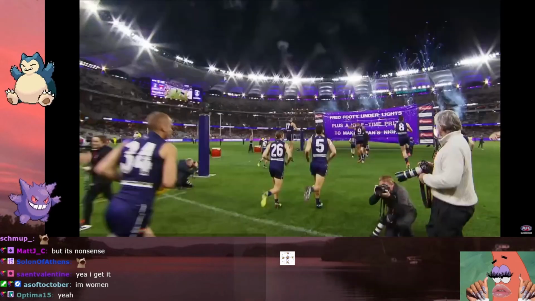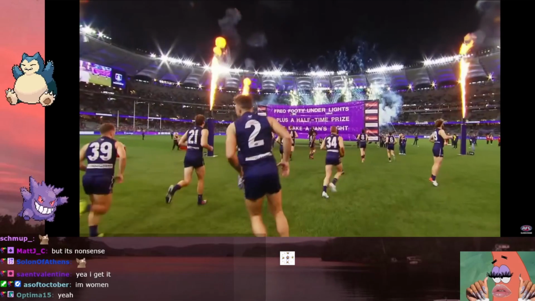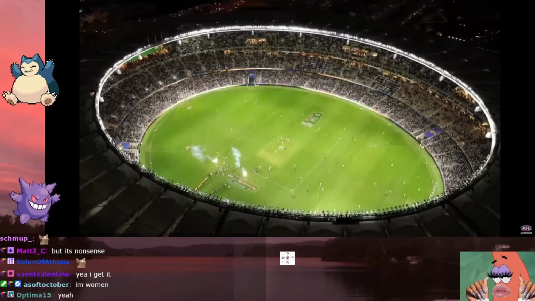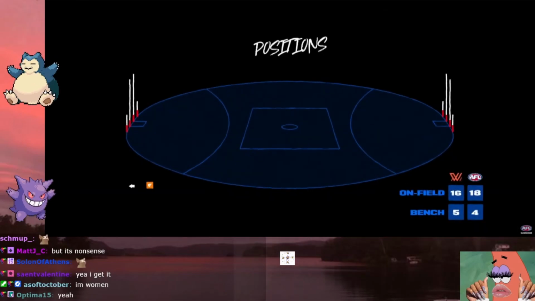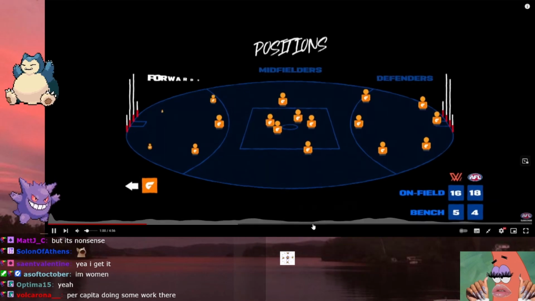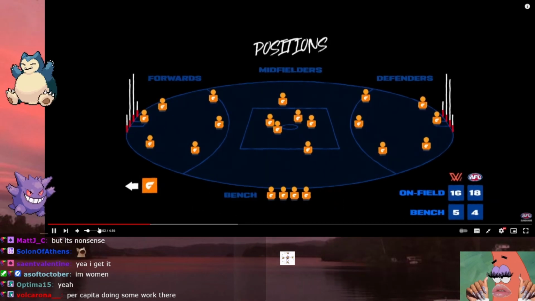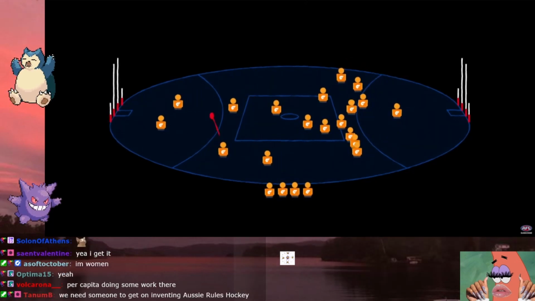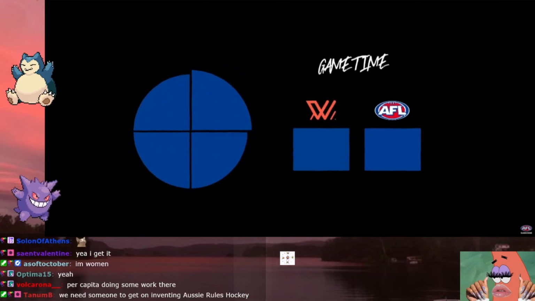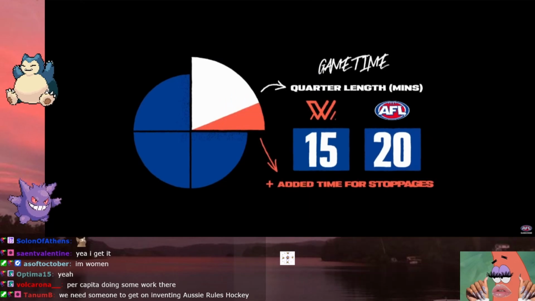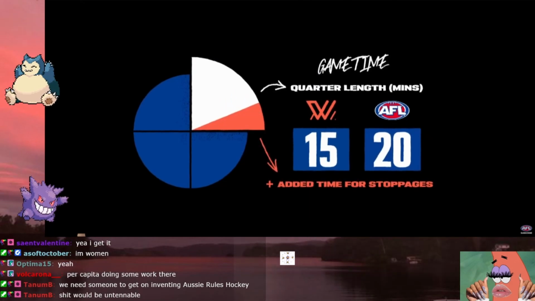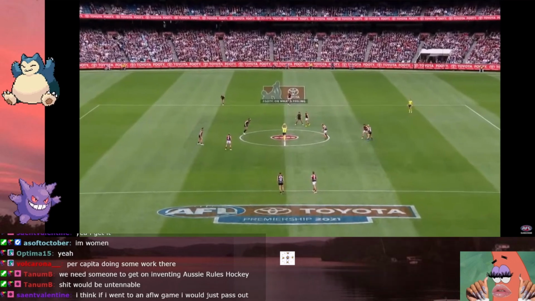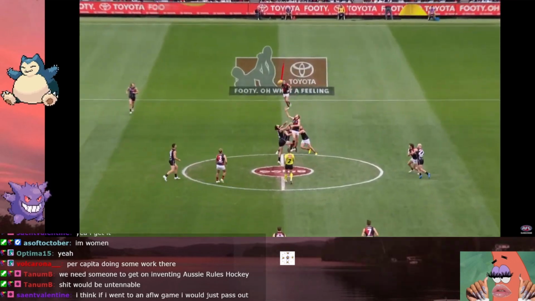Righto, let's talk some basics. On game day, two teams play each other on a field shaped like an oval. A starting lineup consists of defenders, midfielders, and forwards. You gotta be fit to play this sport. Players can move anywhere on the ground and perform any role during the game. Games are split into 4 quarters, with time added for stoppages in play. And the game starts with players from both teams fighting for possession of the ball.